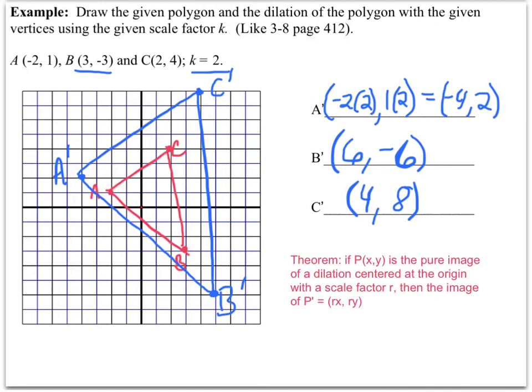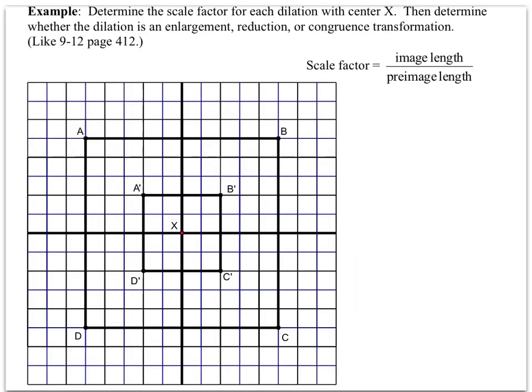In a case where we're given both the pre-image and the image, we have the pre-image, the larger square, A, B, C, D, and the image of that, A prime, B prime, C prime, D prime, being the smaller square. And we want to find the scale factor. First thing you want to make sure is, well, this figure is shrinking down. So we know that r is going to be between 0 and 1.